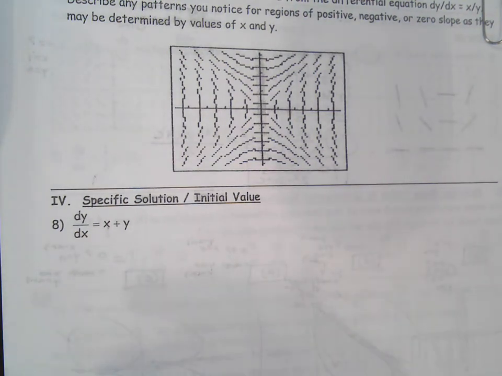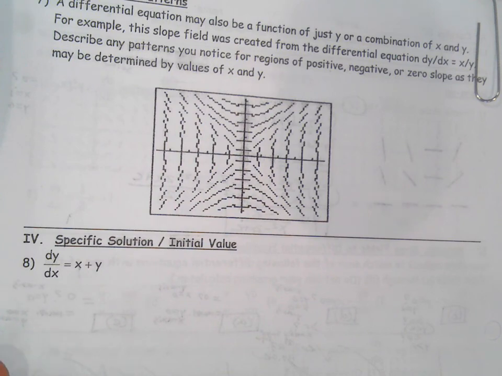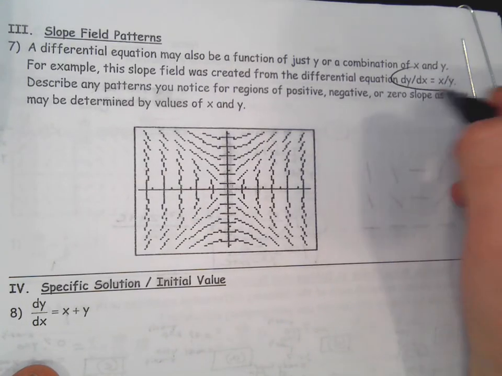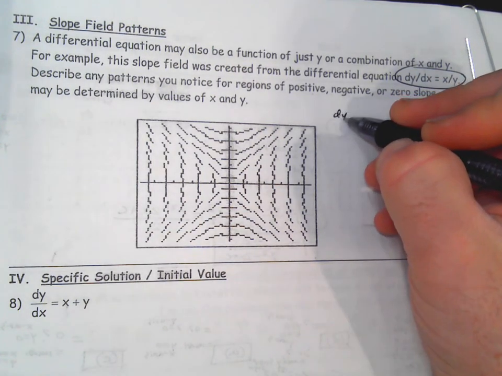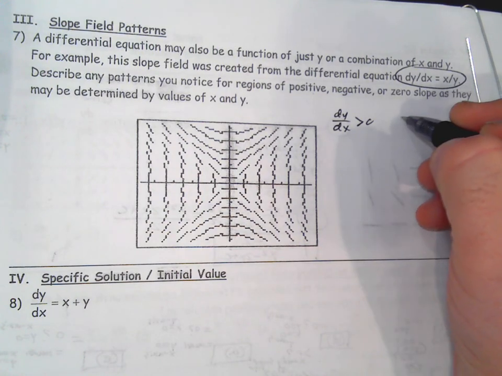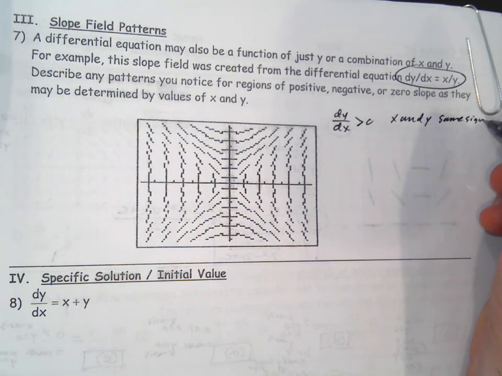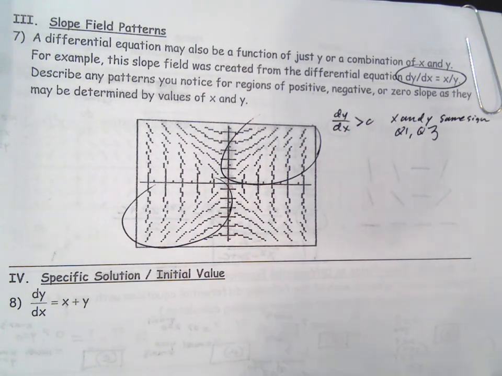A differential equation may also be a function of just y or a combination of x and y. For example, the slope field is created by the differential equation dy/dx equals x over y. Describe any patterns you notice for regions of positive, negative, 0 slope as may be determined by x and y values. So if you're looking for dy/dx, when is it going to be positive? It's going to be when x and y are the same sign, which is going to be quadrant 1 and quadrant 3, which totally makes sense, right?